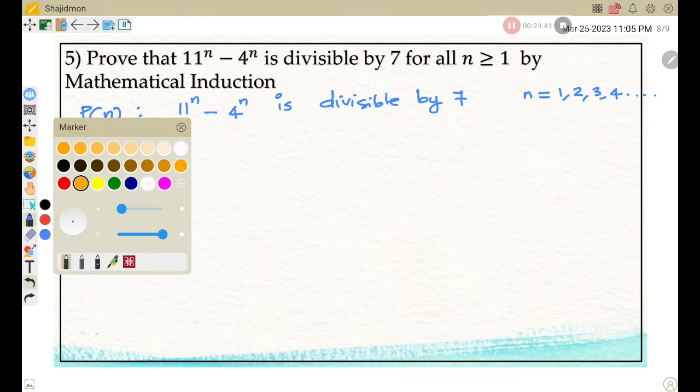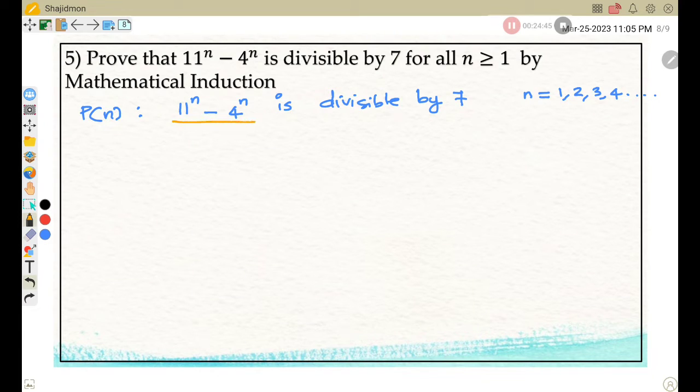Now before coming to the step number 1, just think about what is the left hand side of the statement here. This is the left hand side of the statement and this is the right hand side of the statement. Just assume like that one. 11 power n minus 4 power n is divisible by 7. That means when you are substituting n equal to 1, 2, 3, 4, whatever, 11 power n minus 4 power n, always it will be divisible by 7.